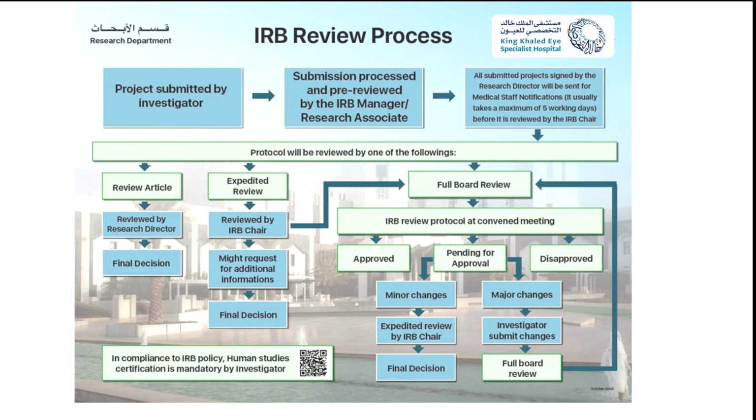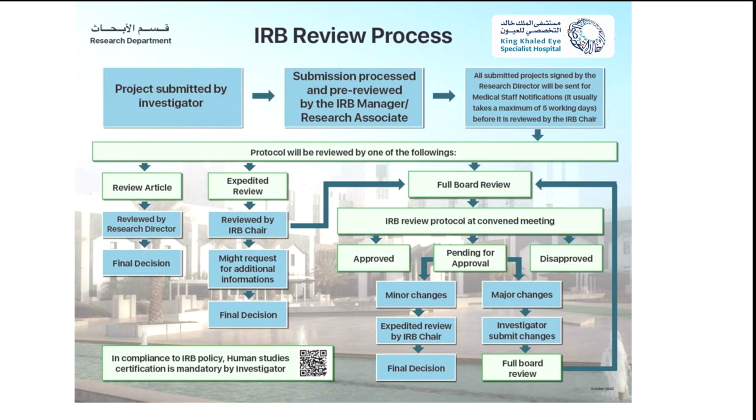After that, it goes one of 3 ways: it is exempted, such as an article review; or it is expedited if it involves no harm or any risk to the patient, and is reviewed by the IRB chair; or it goes to the full board committee. The full board committee is usually for prospective studies that have subjects or clinical trials. So the IRB committee gives either full approval, or requires major changes or minor changes to the methodology.